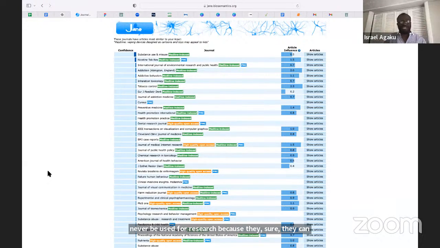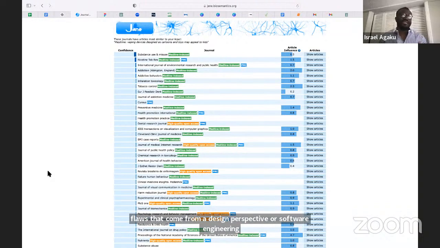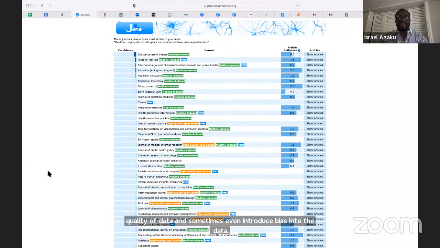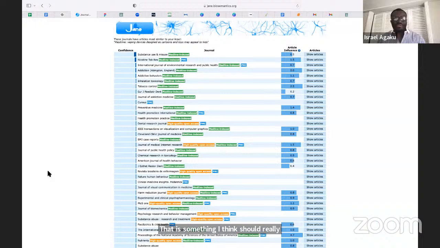But when it comes to research, the assumptions or the flaws that come from a design perspective or software engineering directly impact the quality of data and sometimes even introduce bias into the data. I think a new field needs to be created to address that, because the thing is that people do their best. They only do what they know.